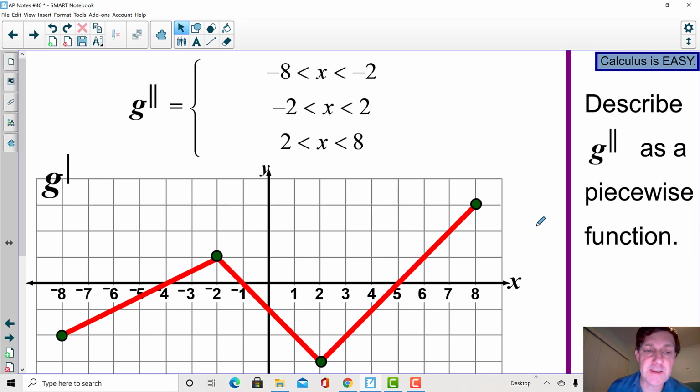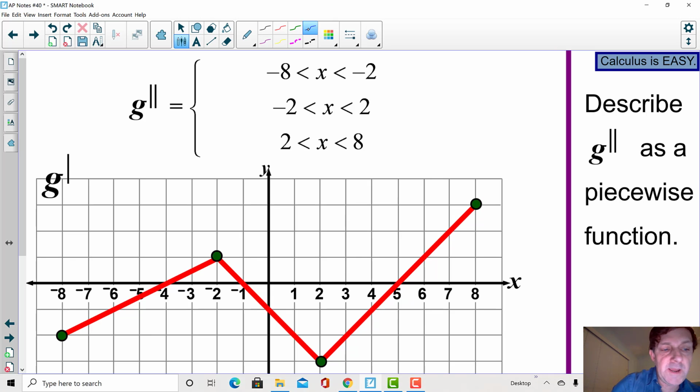Okay, again, this is the exact same example. This is probably part C. They want us to describe the second derivative as a piecewise function. Now, we already calculated the slope of each of these three line segments. The first one was 1/2. Remember, the slope is going to be the same everywhere on that line. The second one was negative 1. So everywhere on this line segment, the slope is going to be negative 1. And the last line segment, the slope was positive 1. So everywhere on that line segment, it's going to be positive 1.